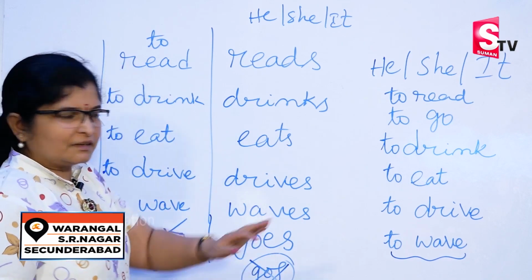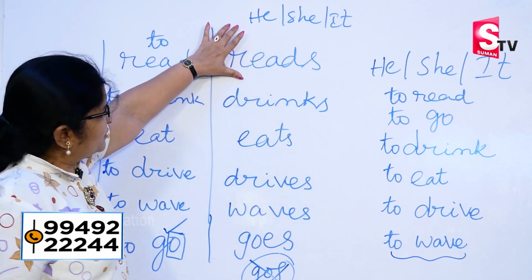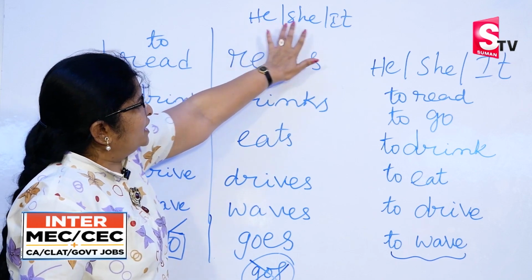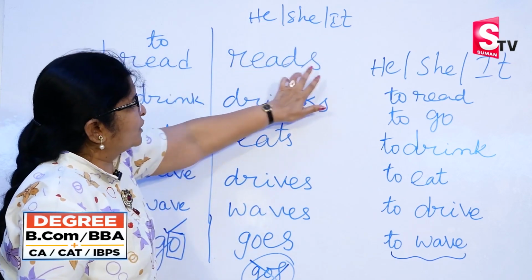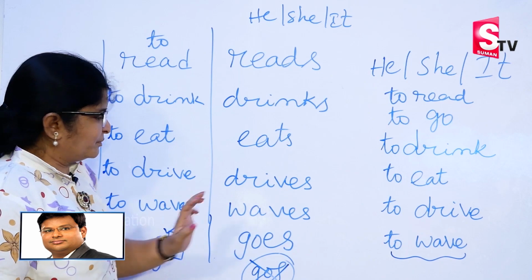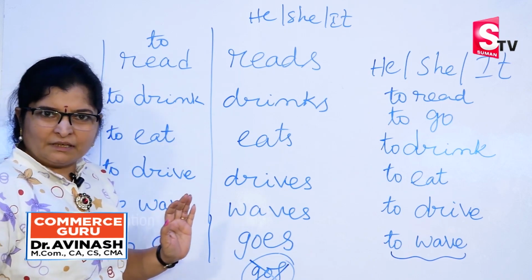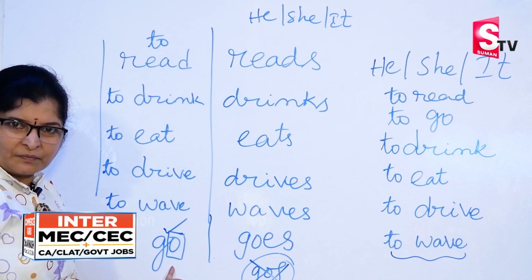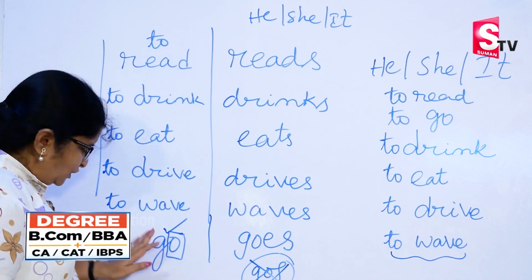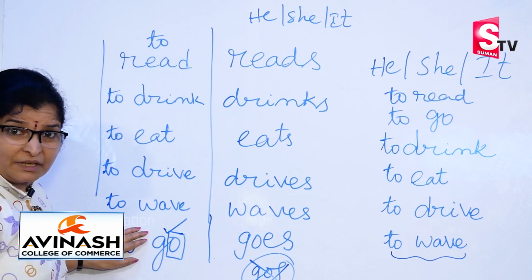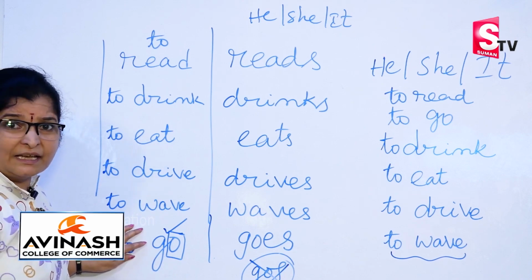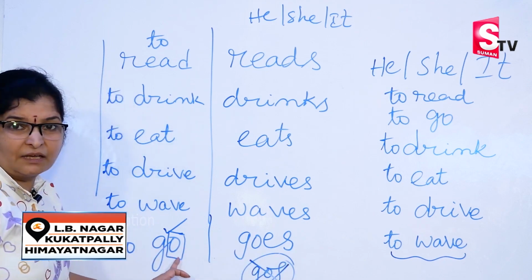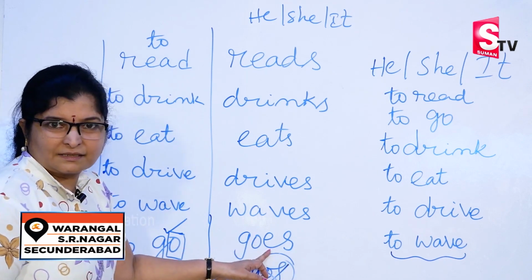Once again, viewers, for your information I'm telling you, when we are using he, she, it, you have to add S to the verbs by removing to, right? Now when the verb is ending with O, what do we do? We need to remove to as usual. Very good. And what we need to add? Extra E, GOES, because the verb is ending with O, we are adding ES.